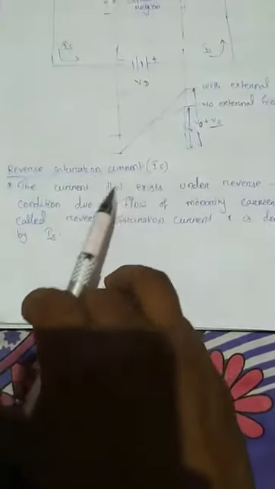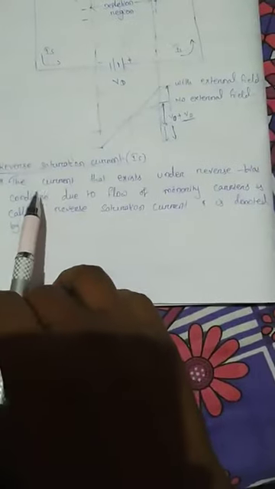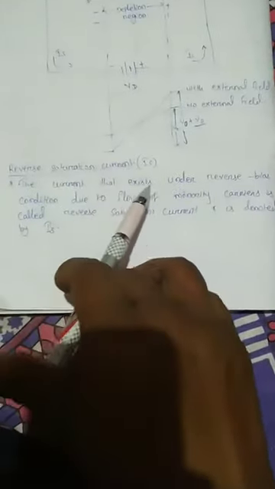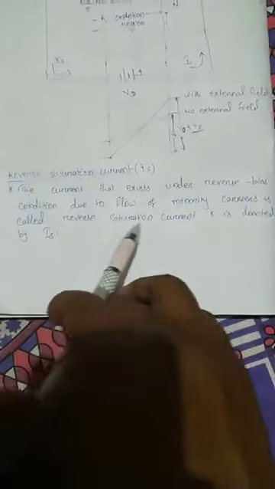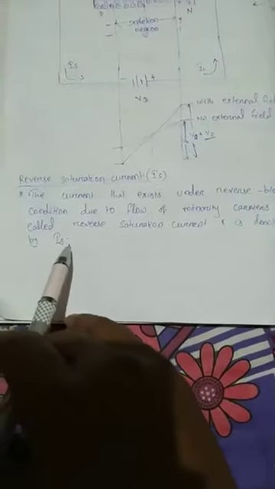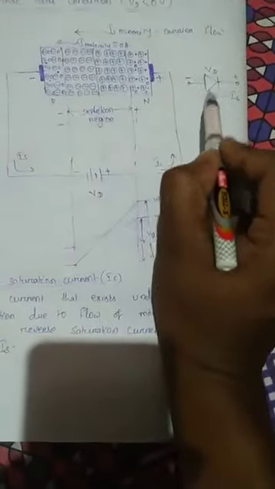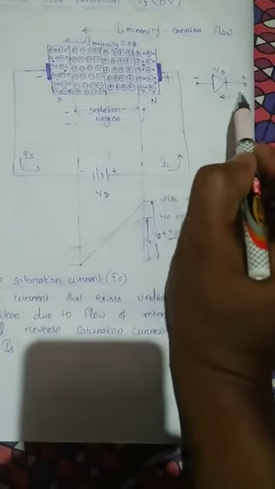The important term that appears in this reverse bias condition is reverse saturation current. What is reverse saturation current? The current that exists under reverse bias condition due to the flow of the minority carriers is called reverse saturation current, and it is denoted by IS. So reverse saturation current is denoted by IS. In the reverse bias condition, there will be only the current due to the reverse saturation.